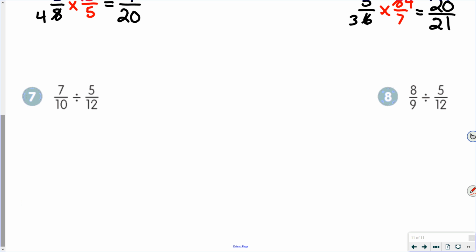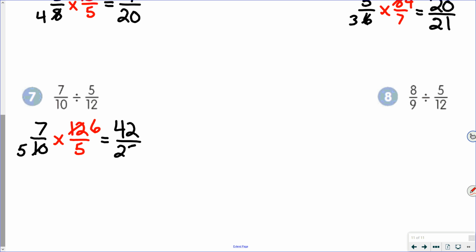Our final two examples here. Keep, times, turn. 12 becomes 6. 10 becomes 5 because we divide both of those by 2. 7 times 6 is 42. 5 times 5 is 25. 25 goes into 42 once. 42 minus 25 is 17. So you get 1 and 17 25ths.